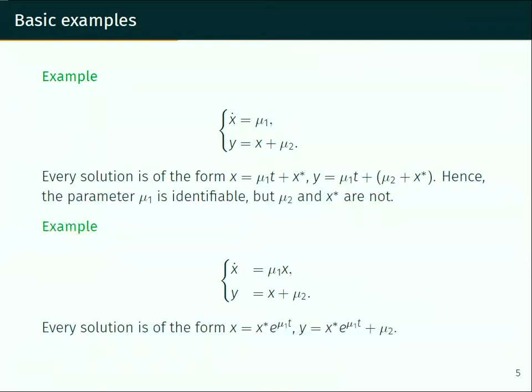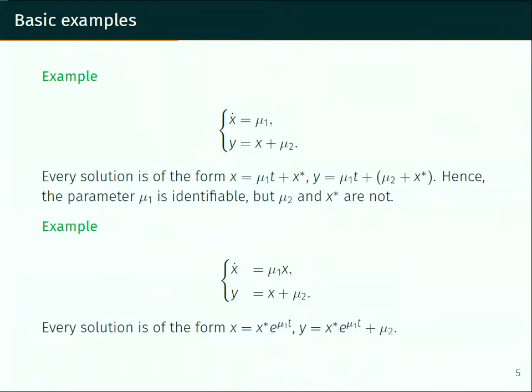So for every choice of parameters, whenever mu1 is non-zero, I claim that knowing function y is enough to find values of mu1, mu2, and x star. And not just is this the case, it is what a modeler would actually accept as a definition.